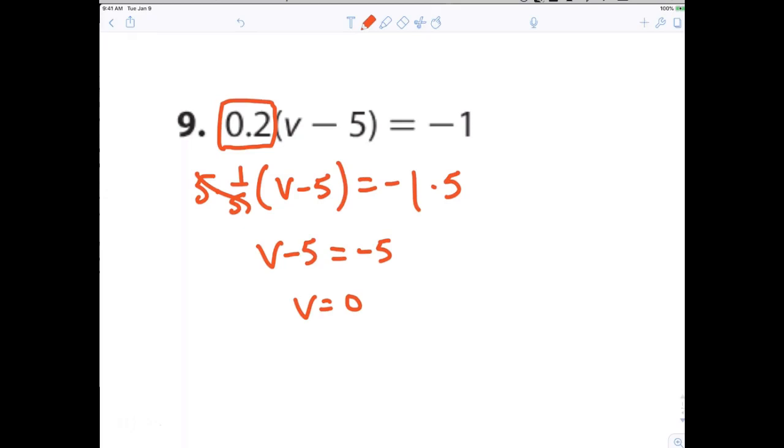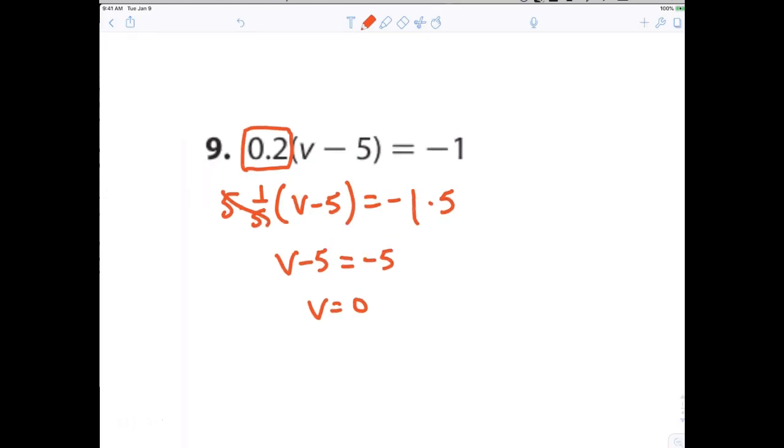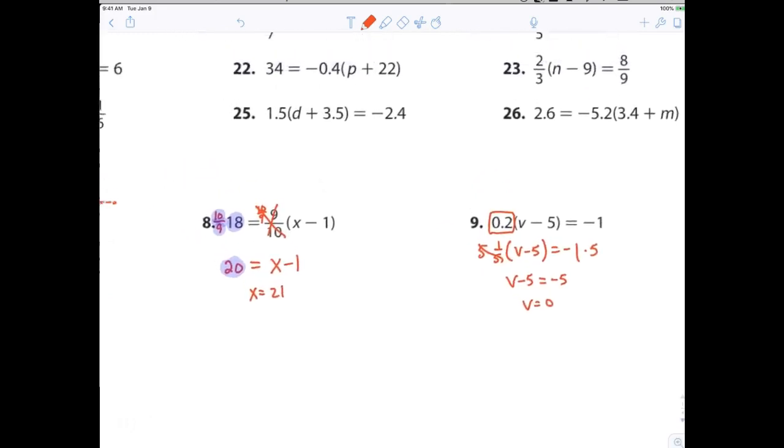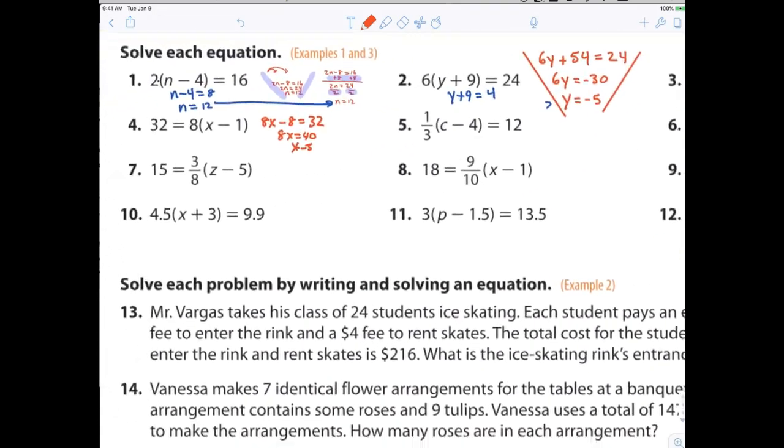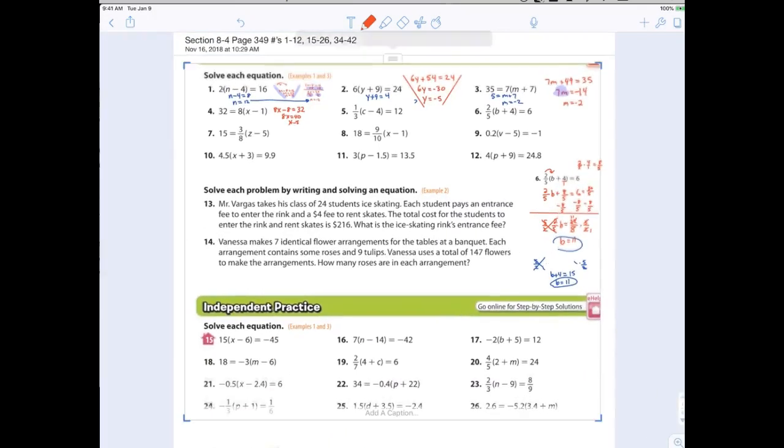All right, Thomas. Here we go. I'm finding number 10 now. All right, let's go back and find number 10. 10 through 12. Here we go.